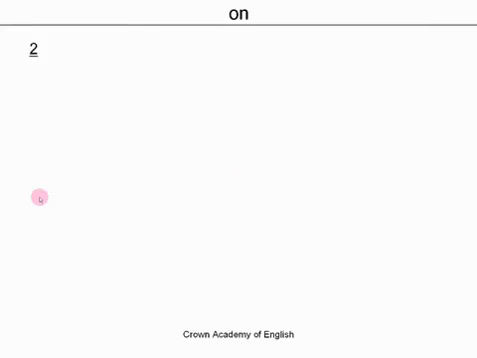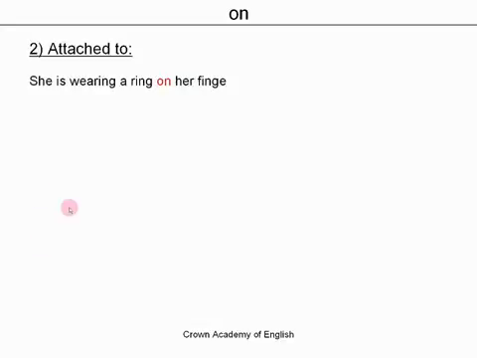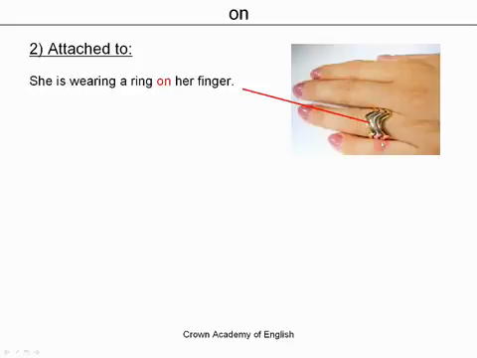Okay, and now let's look at number 2. If something is attached to something else, we use the word on. For example, she is wearing a ring on her finger. So there we have a photograph. There is her finger. There is the ring. The ring is attached to her finger, and so we say she is wearing a ring on her finger.